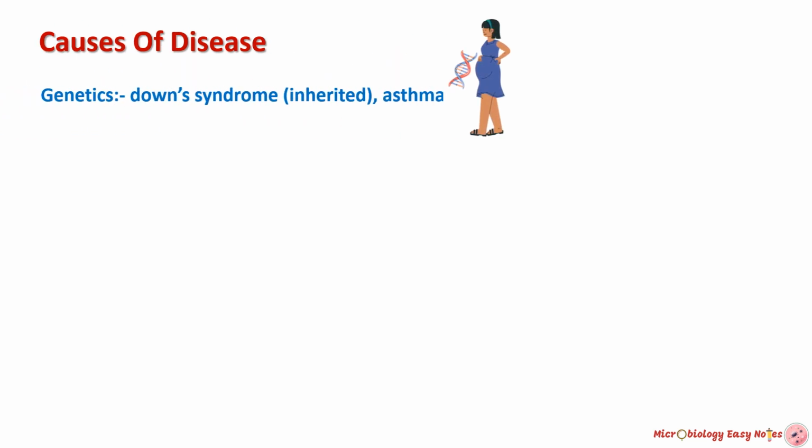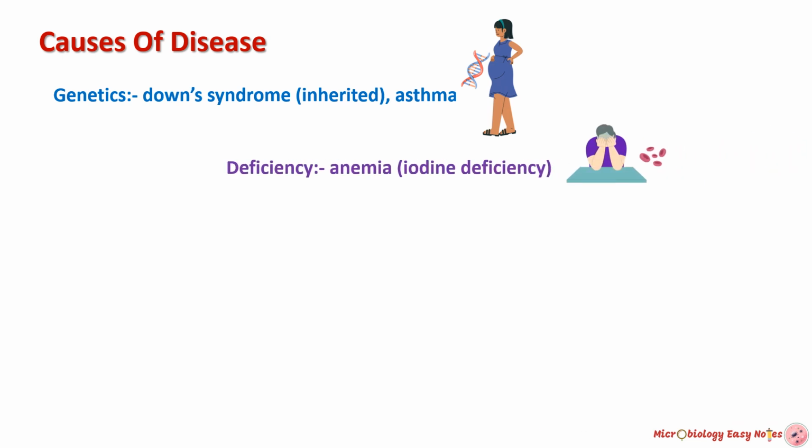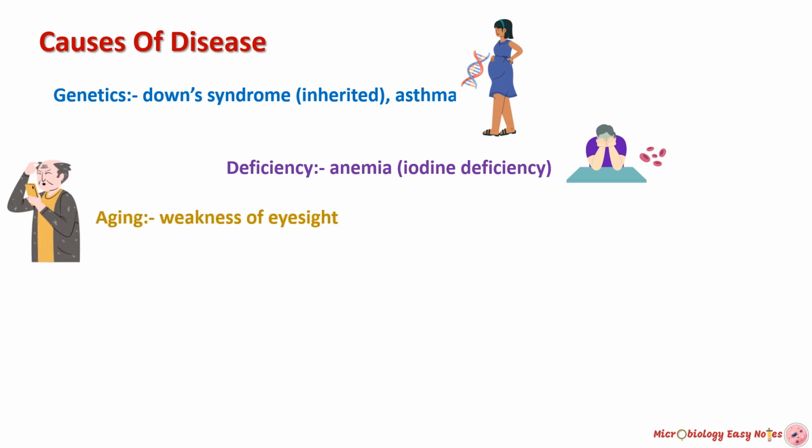What are the causes of disease? It can be genetic, where defective genes or absence of certain genes is responsible for disease, like in Down syndrome. Disease can be due to deficiency of some microelements in the body, such as lack of iron leads to anemia. Aging is also responsible for disease. With age, the eye becomes weak and cataract happens.